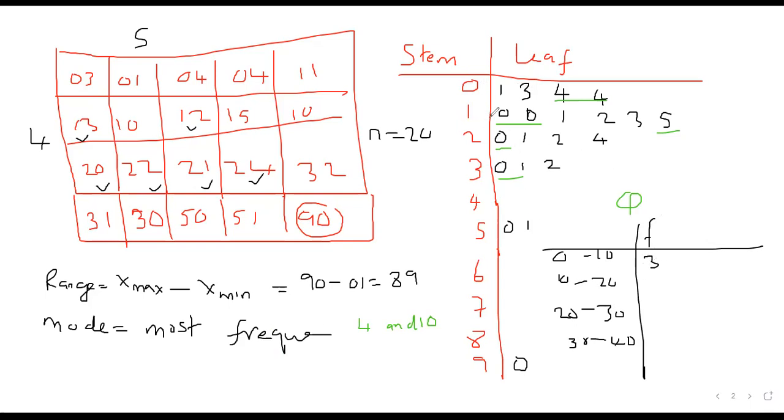Between 10 and 20, how many are there? 1, 2, 3, 4, 5, 6. We put 6 there. Between 20 and 30, how many do we have? 1, 2, 3, 4. 4. Between 30 and 40, we have 1, 2, 3. You go on and on. Between 40 and 50 is 0. 50 and 60 is 2. 60 to 70 is 0, 0, 0. 90 to 100 is 1. So this is how you can get data from an ungrouped specimen.